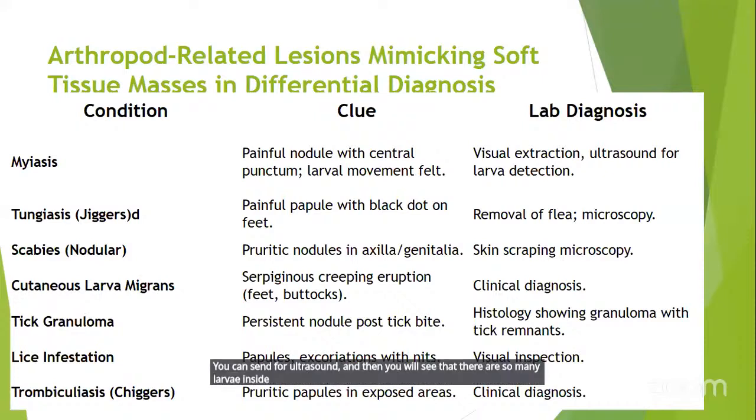I'll give you a story as we continue, of somebody who was to have breast surgery for mastectomy because they had a mass, only to find it was myiasis. Then we have also jiggers, scabies, the way I've said, cutaneous larva migrans, ticks, granulomas, lice, and other things that you can read on your own.